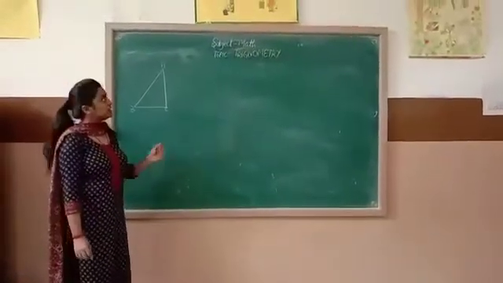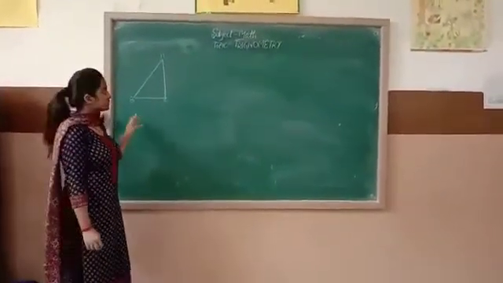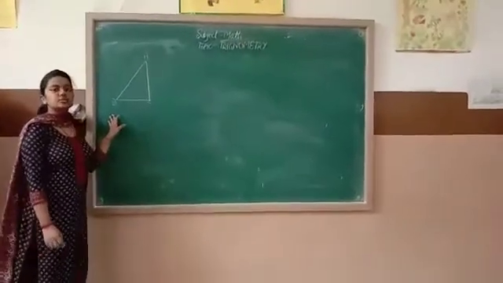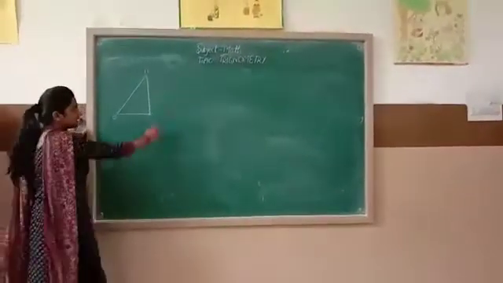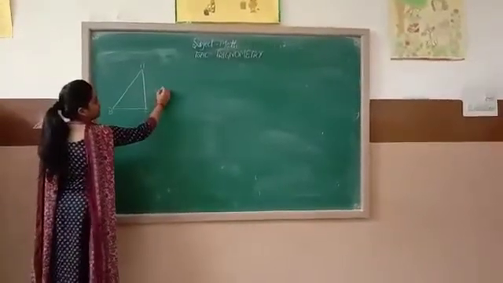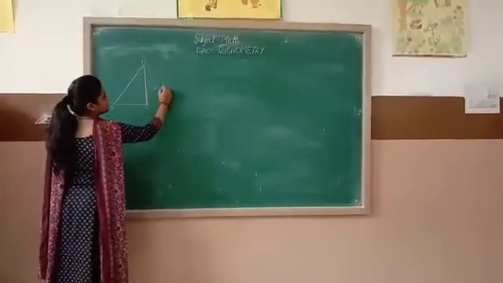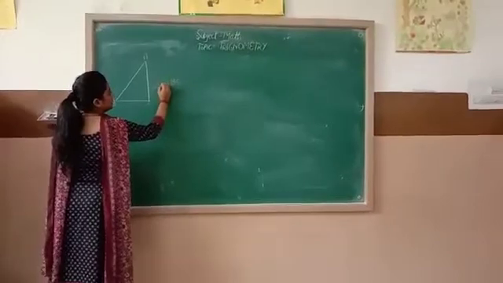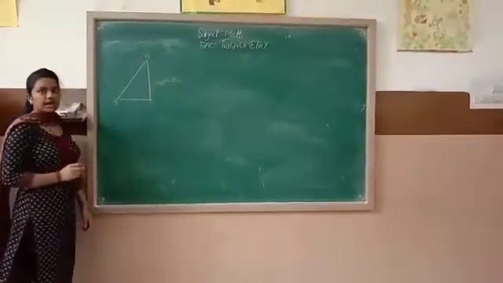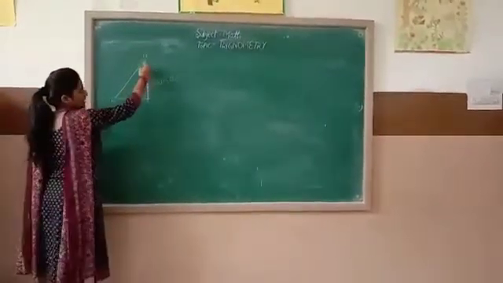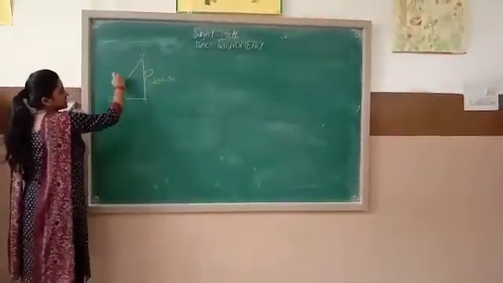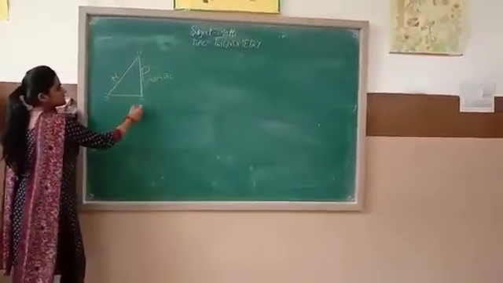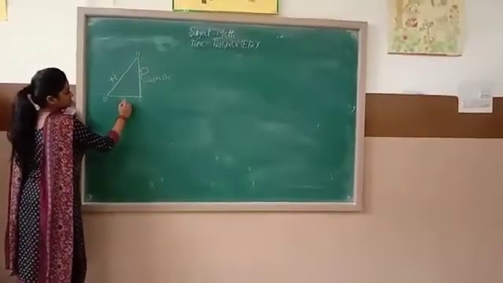About the topic trigonometry. Today we discuss the basic concepts of trigonometry, starting with this right angle triangle. Here we have a right angle triangle ABC. Here AC is the perpendicular, AB is the hypotenuse and BC is the base of the triangle.